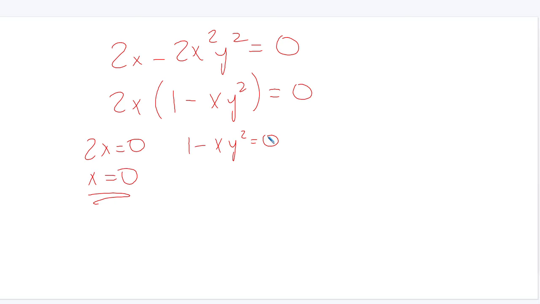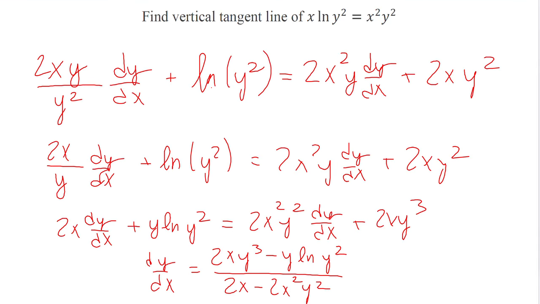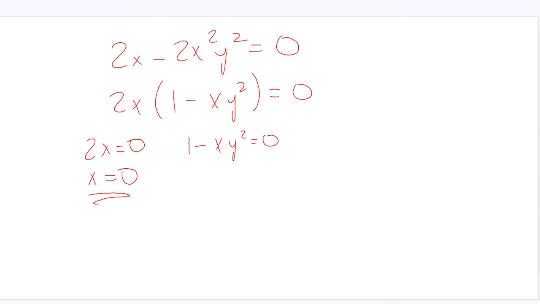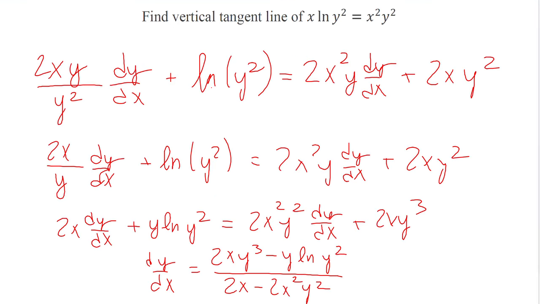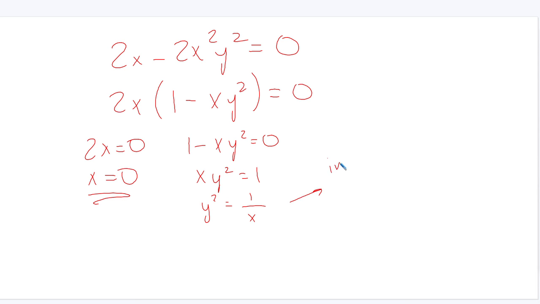Well, if I look back at my original equation, I can see that I've got a bunch of y squareds in it. It would be really easy to replace the y squareds if I solve for y squared. So if I solve this for y squared, that's going to give me xy squared equals 1, or y squared equals 1 over x. So if I plug y squared equals 1 over x back into my original equation up here, the y squareds are just going to be 1 over x's. I'm going to get, right, this is into the original.